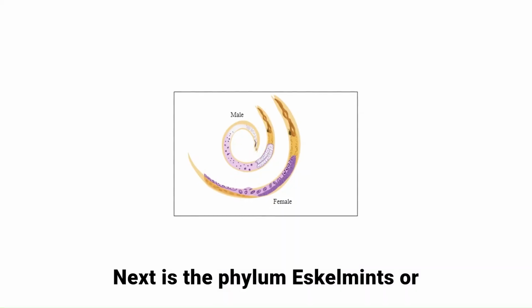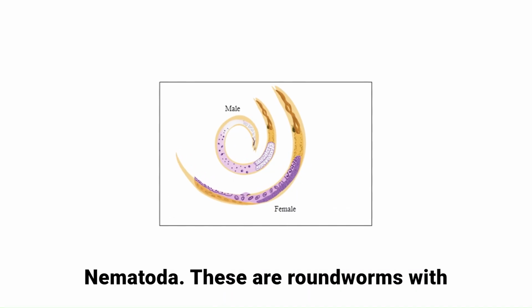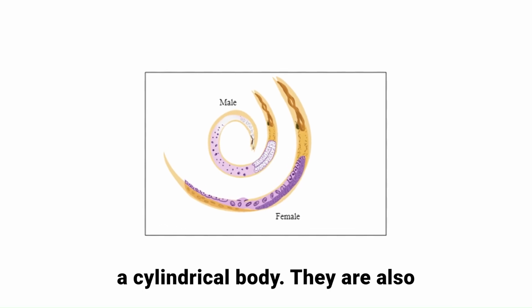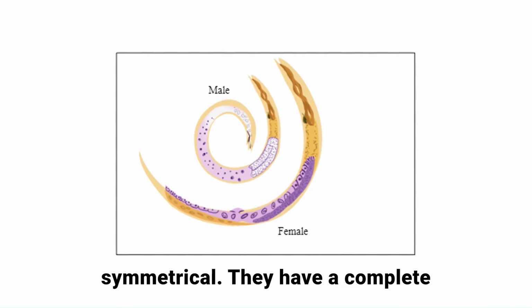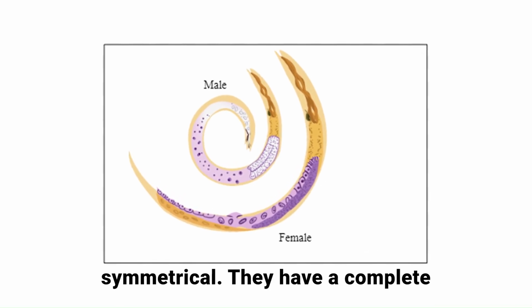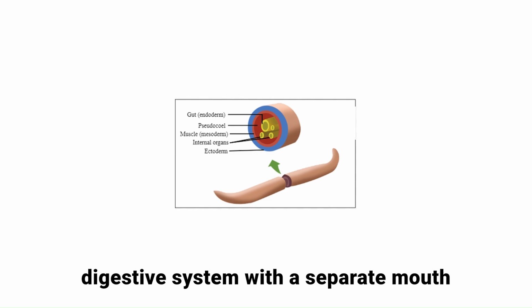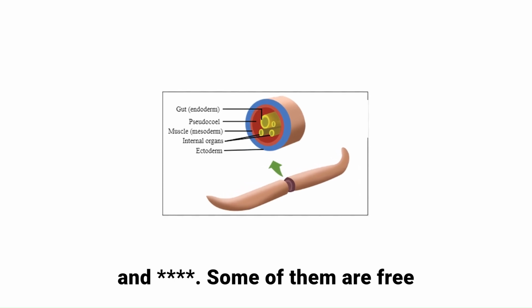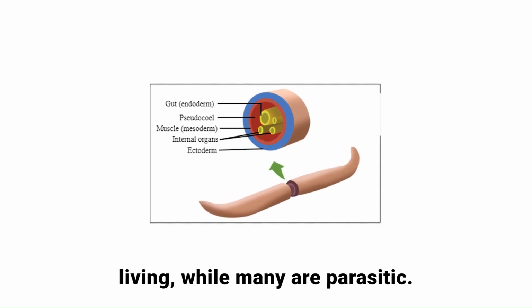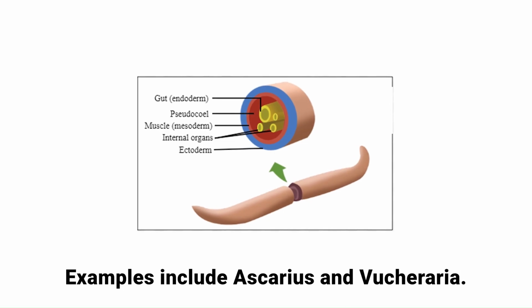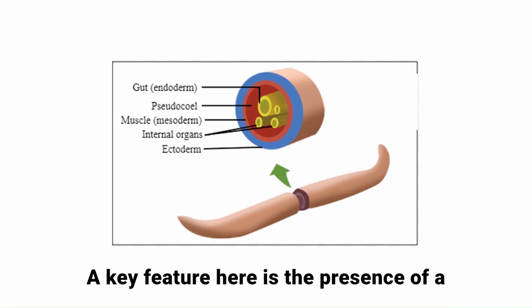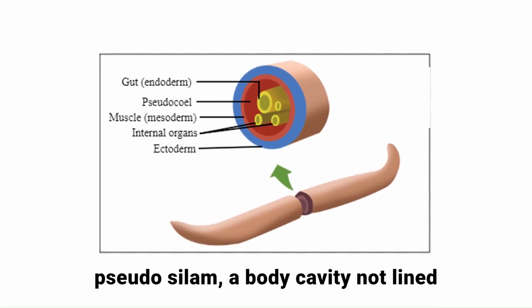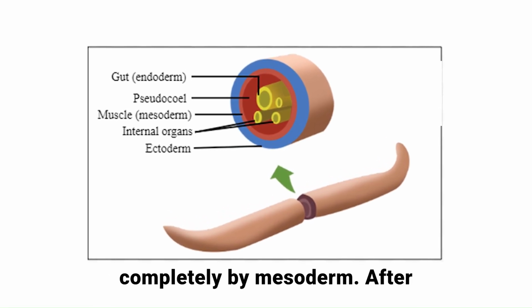Next is the phylum Aschelminthes or Nematoda. These are roundworms with a cylindrical body. They are also triploblastic and bilaterally symmetrical. They have a complete digestive system with a separate mouth and anus. Some of them are free-living, while many are parasitic. Examples include Ascaris and Wuchereria. A key feature here is the presence of a pseudocoelom, a body cavity not lined completely by mesoderm.